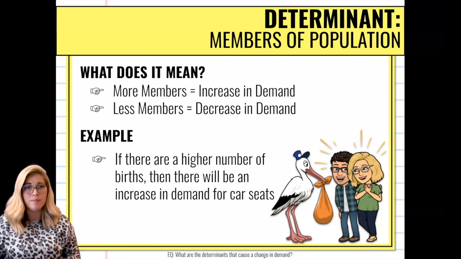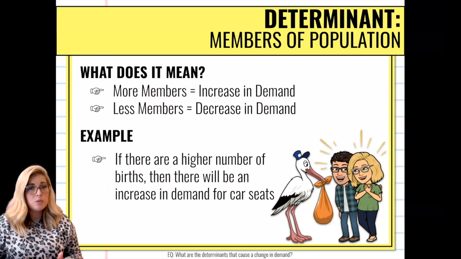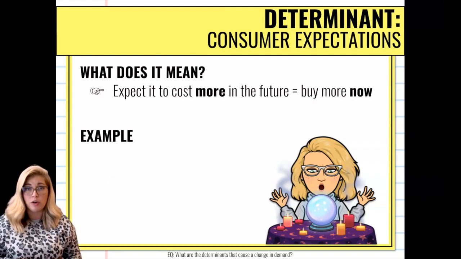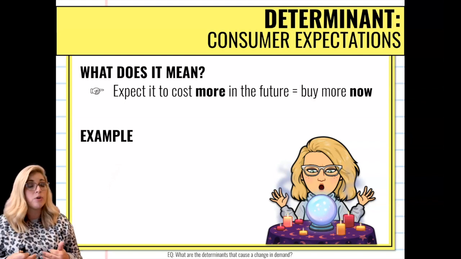The next one is E for consumer expectations. This one is a little bit weird. The last three are a little bit weird because we are going to roll in the idea of price. But we have to think about price isn't currently changing, it's changing later. So consumer expectations, we're expecting the price to do something. If I expect the price of a good or a service to cost more in the future, my current demand is going to increase. And the flip side, if I expect it to cost less in the future, I'm going to buy less now, or I'm going to demand less now.